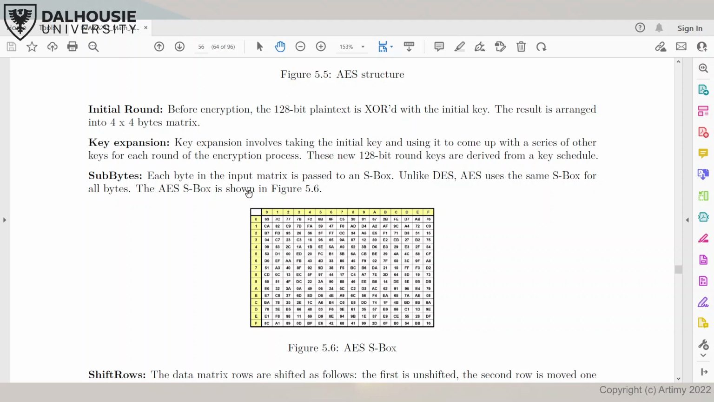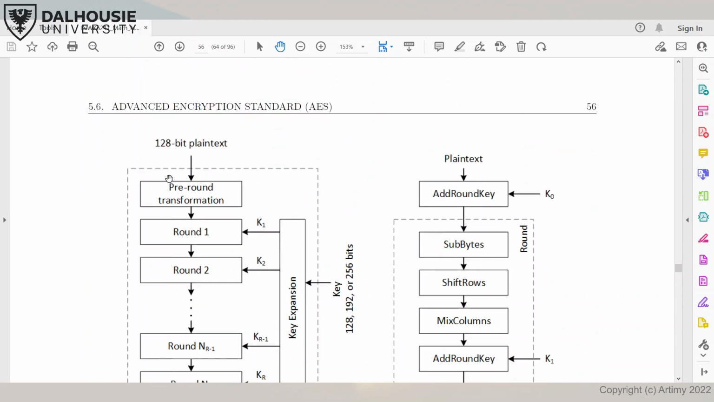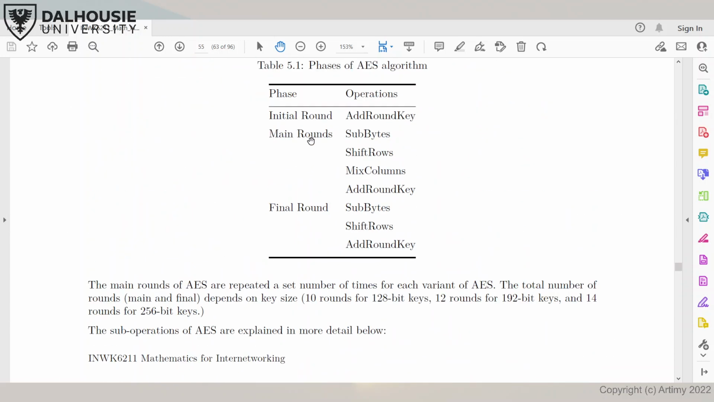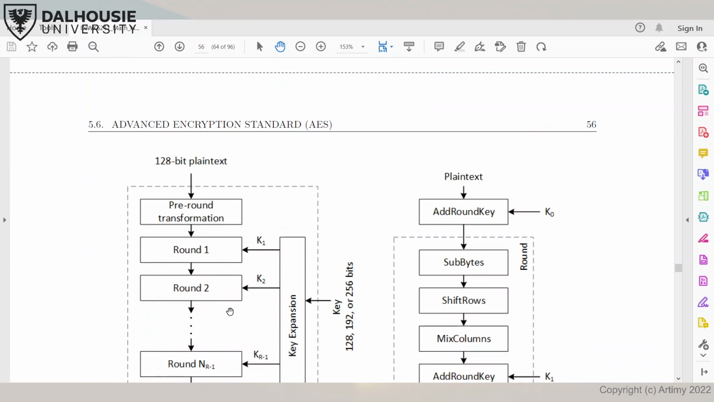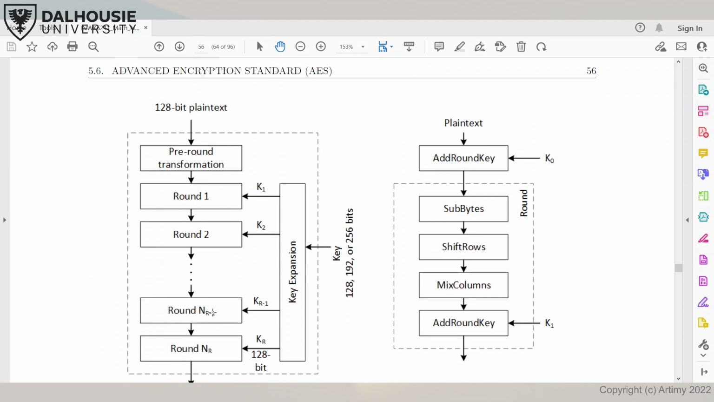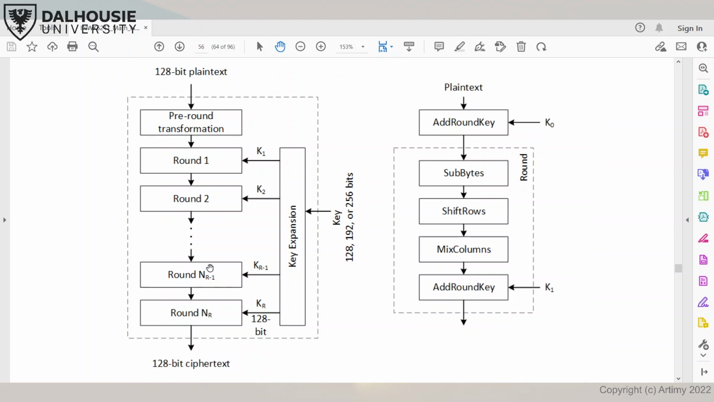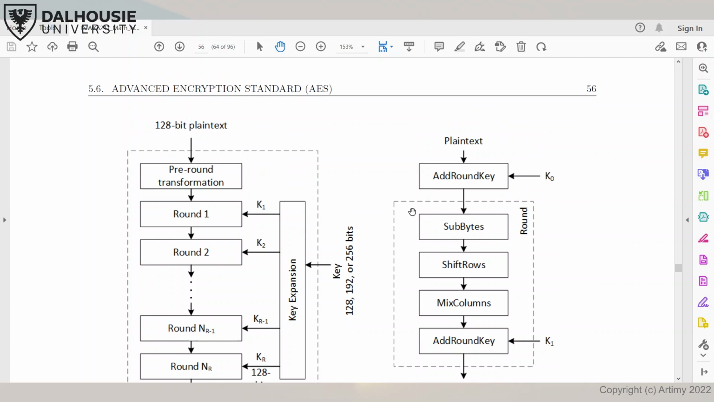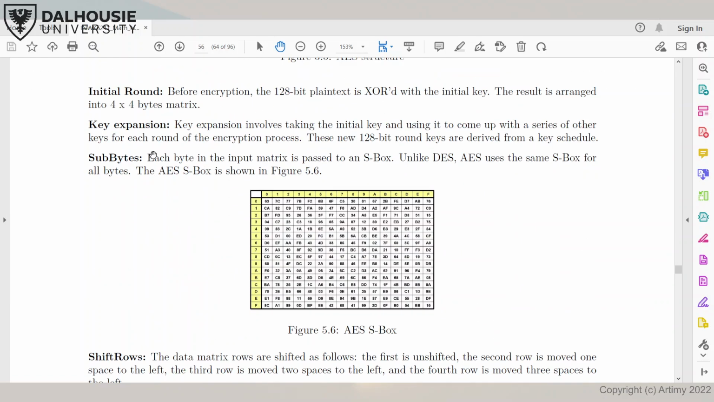Now, the sub-bytes operation, which happens in the main rounds, so from round 1, 2 up to round Nr minus 1, which is round 9 if we are using only 128 bits. What happens in these? We take each byte and pass it to an S-box. The S-boxes here are all exactly the same, whereas for the DES, the S-boxes are different. We talked about six different S-boxes.